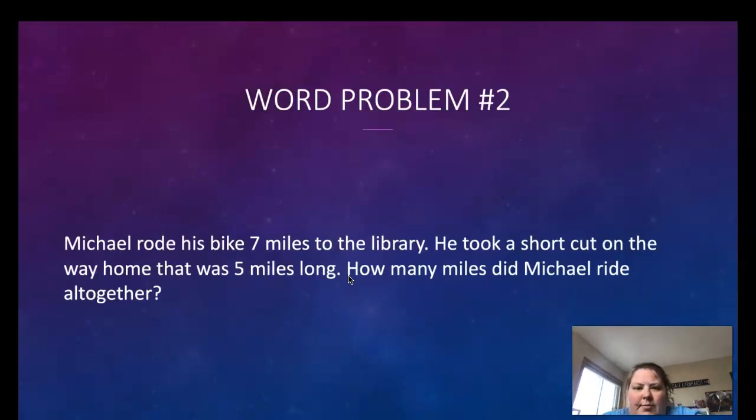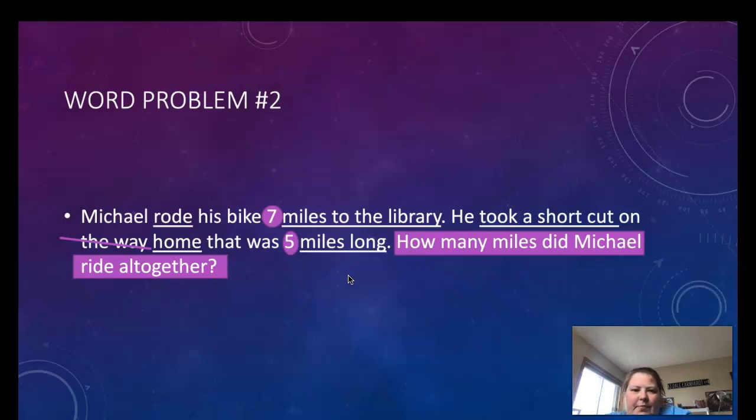Now, word problem number 2. Michael rode his bike 7 miles to the library. He took a shortcut on the way home that was 5 miles long. How many miles did Michael ride altogether?